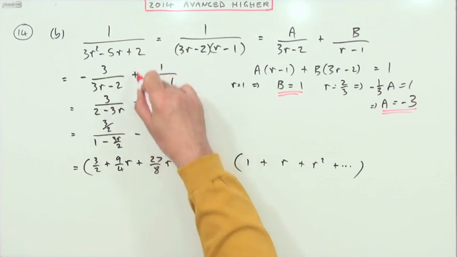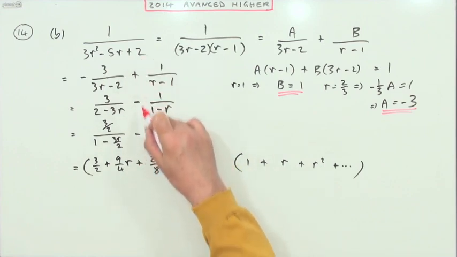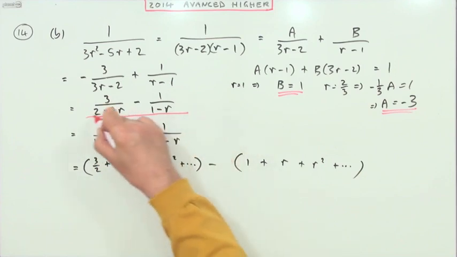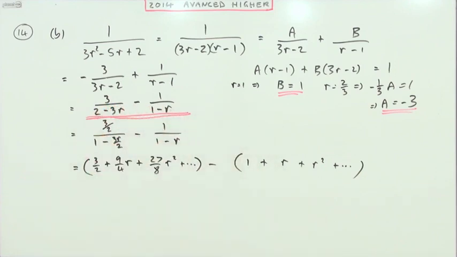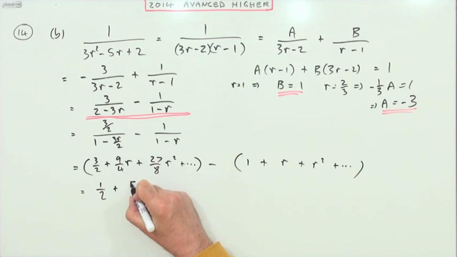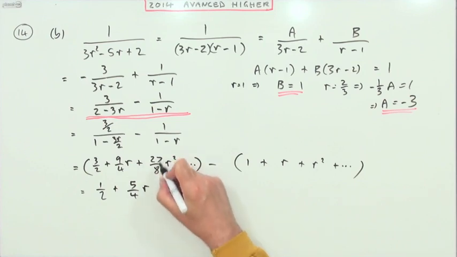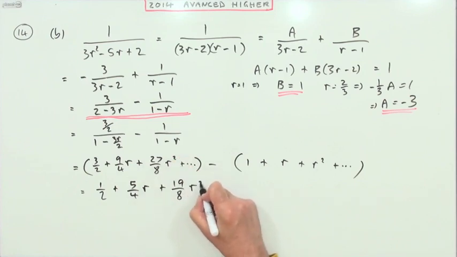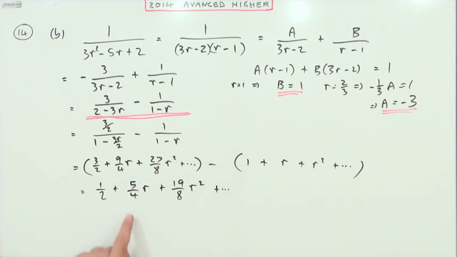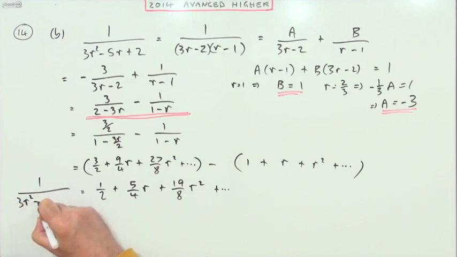Should have indicated where I decided to stop the part on partial fractions. Maybe I'll stop it here as my answer for the partial fractions, then continue here for the further part of the question. So let's put the two parts together. We've got 3 upon 2 minus 1 is a half. 9 upon 4 minus 1 will be 5 upon 4 r. 27 upon 8 minus 1 would be 19 upon 8 r squared, and I'll put plus dot dot dot. Those would be the first three terms. And we'll just stick it again over here. 1 over 3r squared minus 5r plus 2 should come to that.